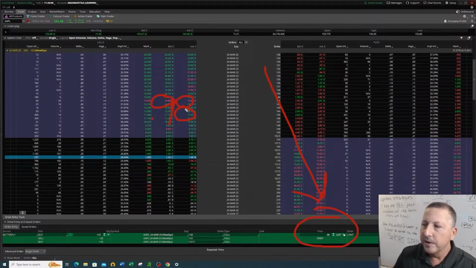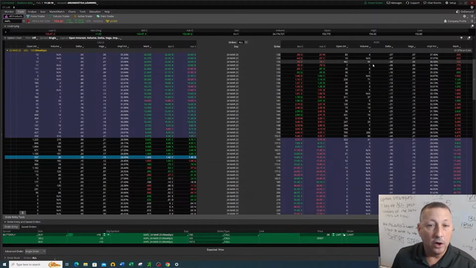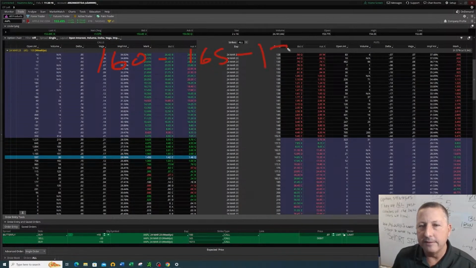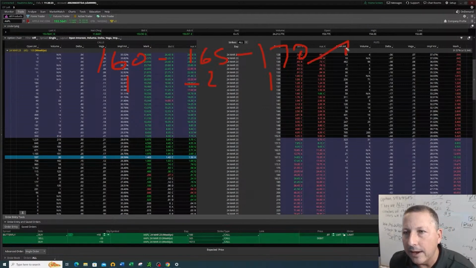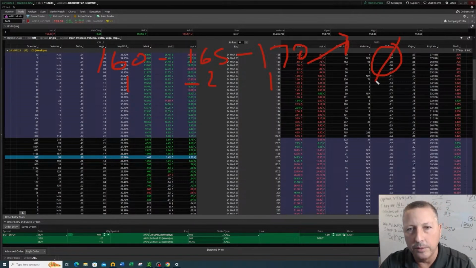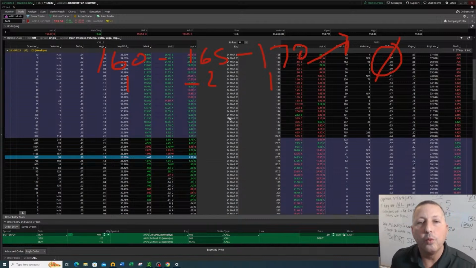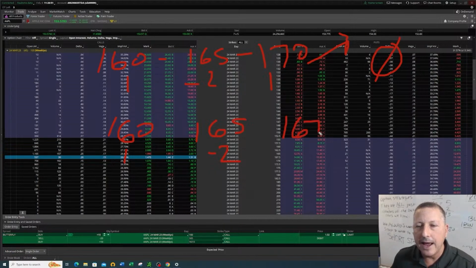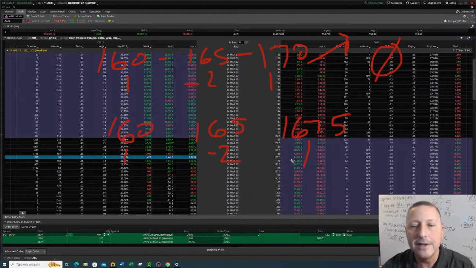So let's put up here the original butterfly, which was 160, 165, 170, same ratio, 1 by 2 by 1. We had reviewed that if the stock went higher than 170, the position would be worth 0 because the long spread would be worth $5 and the short spread would be worth $5. However, with the broken wing butterfly, which all broken wing means is it's not symmetrical, okay, we're still buying one of the 160s, we're still selling two of the 165s, but now we're buying one 167.5.